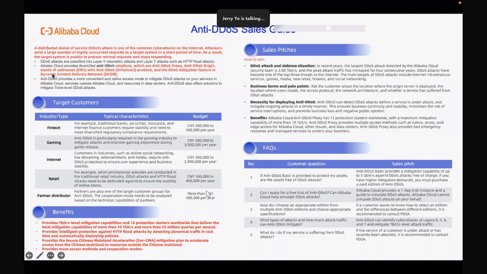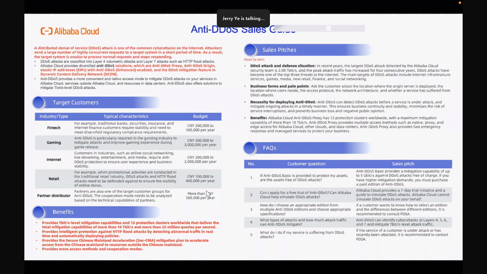But what is the anti-DDoS EIP? Of course, the proxy will bring some latency to your network. But for some of our customers, especially those in the gaming industry, they hope the latency is low, but they would like to have the anti-DDoS capabilities. In these scenarios, we recommend our customers use anti-DDoS EIP, which integrates the anti-DDoS capabilities of anti-DDoS proxy and low latency.